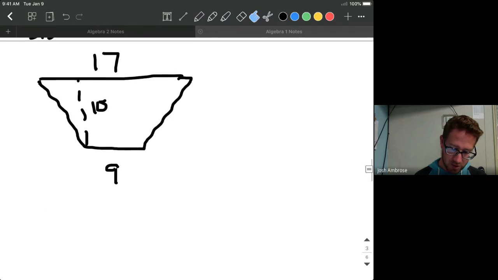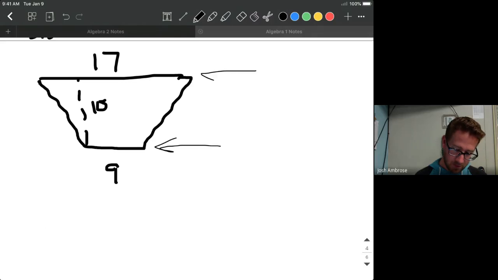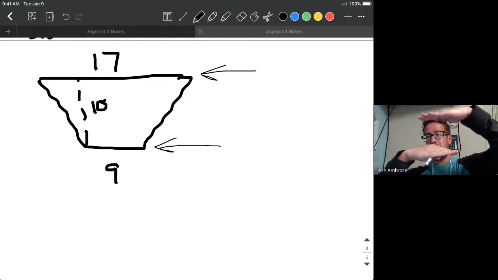I wanted to show you a trapezoid. Okay, so a trapezoid right here. How do you know it's a trapezoid? All right, there's two things you look for. The first thing is you're going to be looking for two sides. There's one right here and one right here that are parallel to each other. Parallel means that they will never cross and they are perfectly in line.